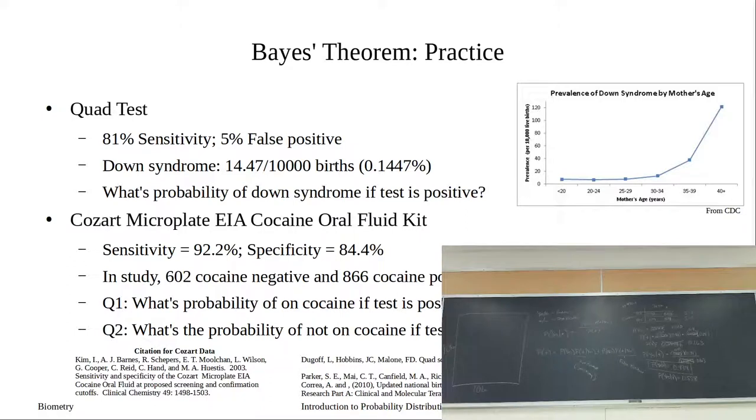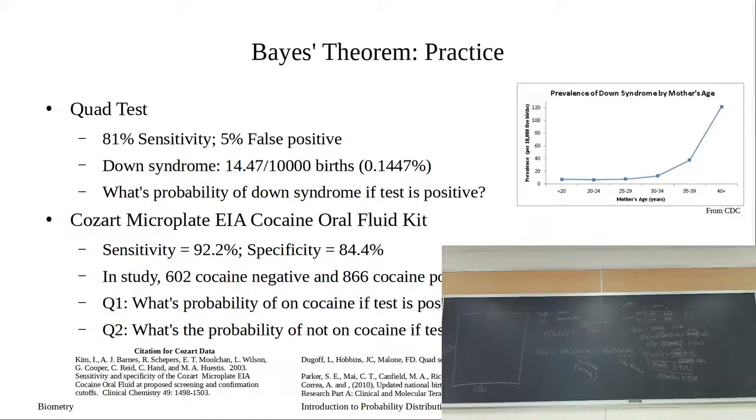And these are the stats: 81% sensitivity, 5% false positive. If we have Down syndrome occurring at 14.47 out of 10,000 births, so a probability of 0.1447%, then what's our probability of Down syndrome if the test is positive? I'm going to ask that you do this one over the weekend, and we'll go over this on Monday.